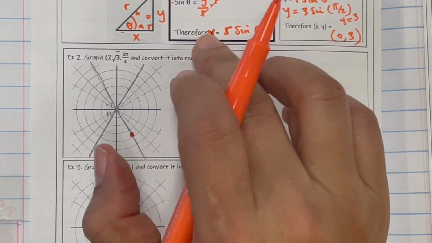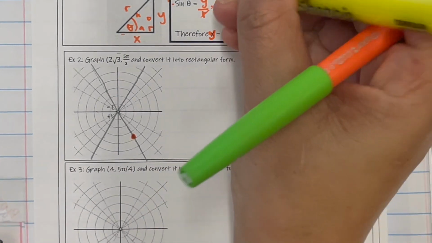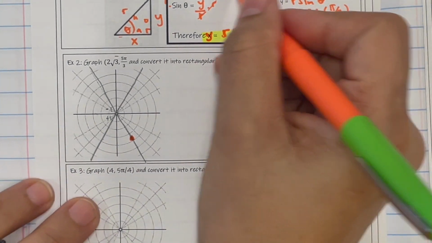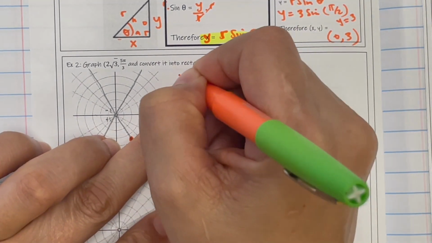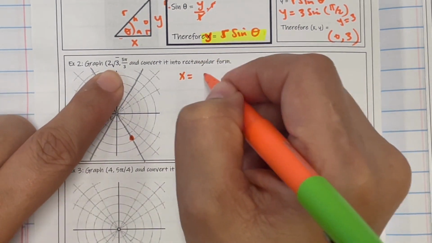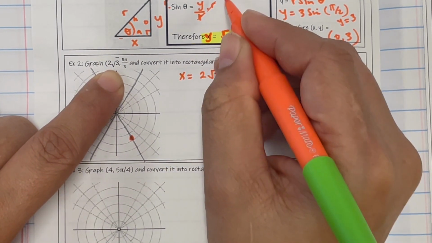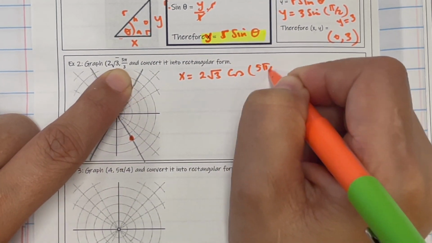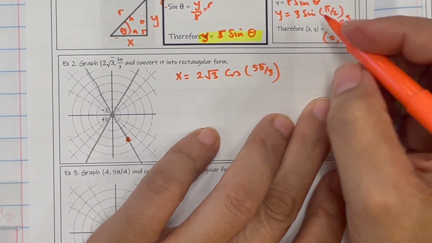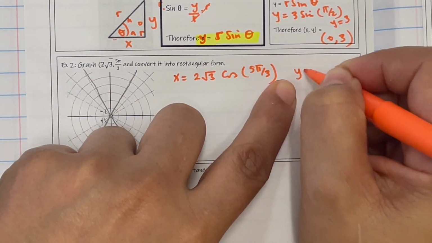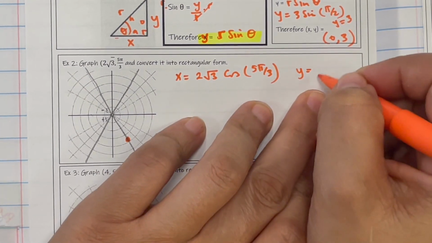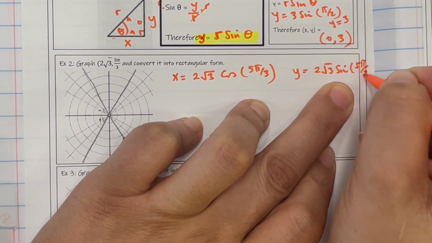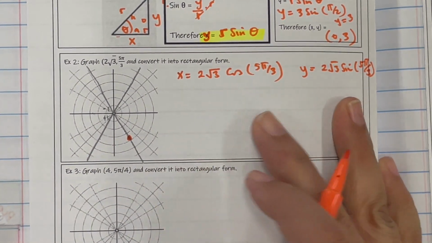So these are the two formulas that I need in order to convert it, and you need to go ahead and highlight it so that you know where it is. I use that one to get x, and that one to get y. So let's find x first. So x is equal to the radius, which is 2 radical 3, times cosine of theta, which is 5 pi over 3. And I'm just going to go ahead and write out what y is as well. So y is equal to the radius times sine of that, so 2 radical 3 sine of 5 pi over 3. Okay, now I have my x and y. We just need to evaluate it.